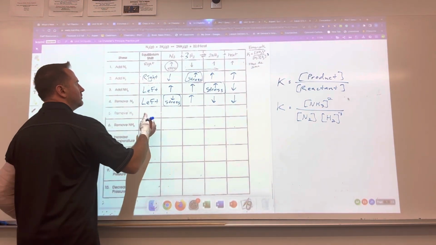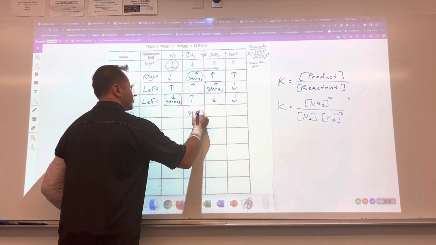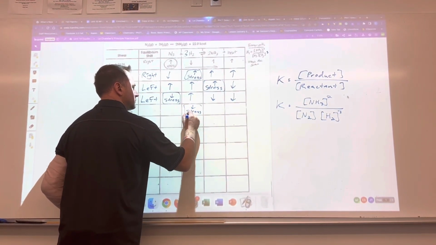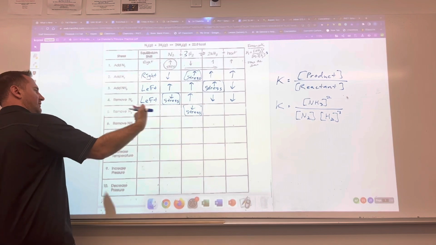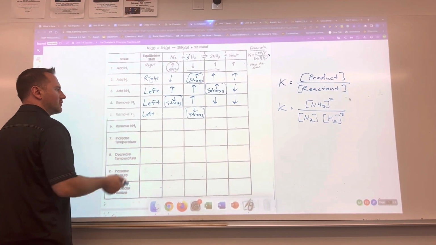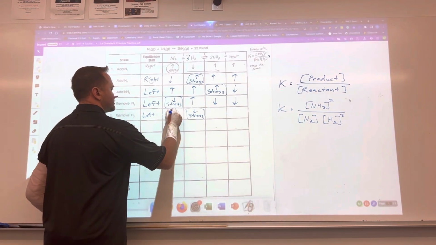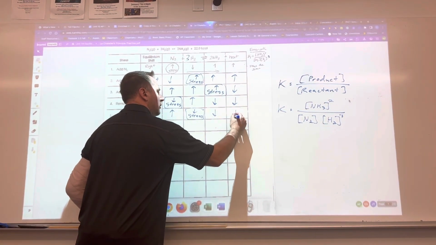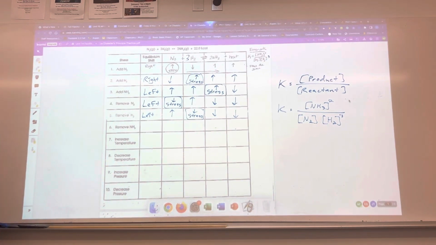Similarly, with H2, now we're removing this reactant, so we're still going to be favoring going to the left. If you remove a reactant, it's going to favor shifting to the left. So our concentration of nitrogen would go up, and our ammonia and our energy would go down.